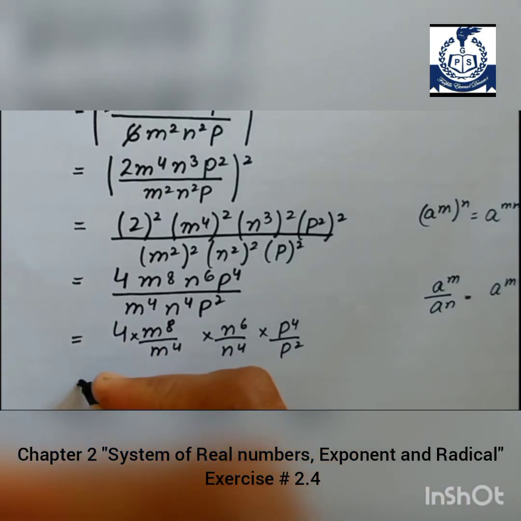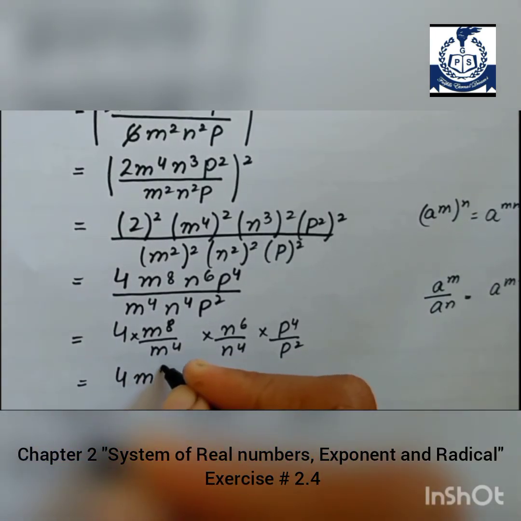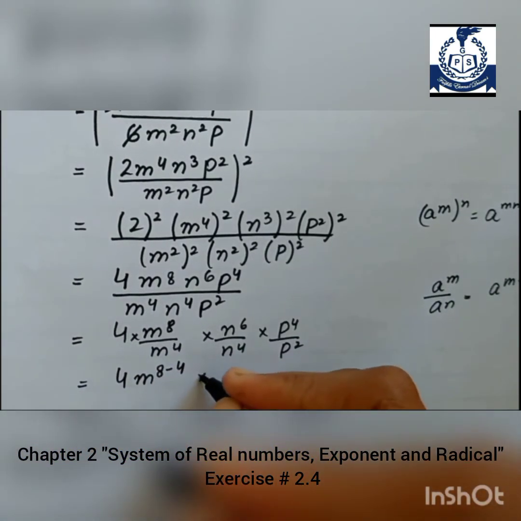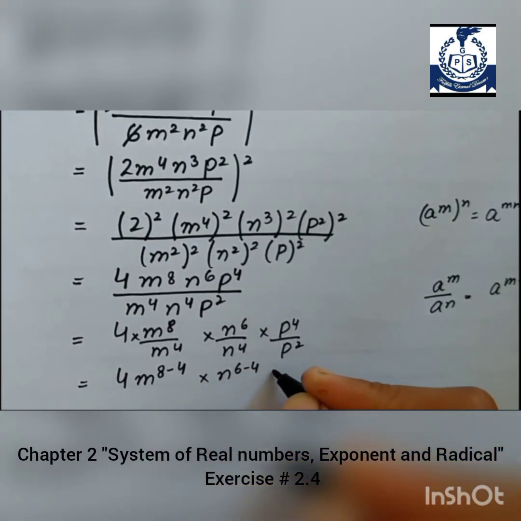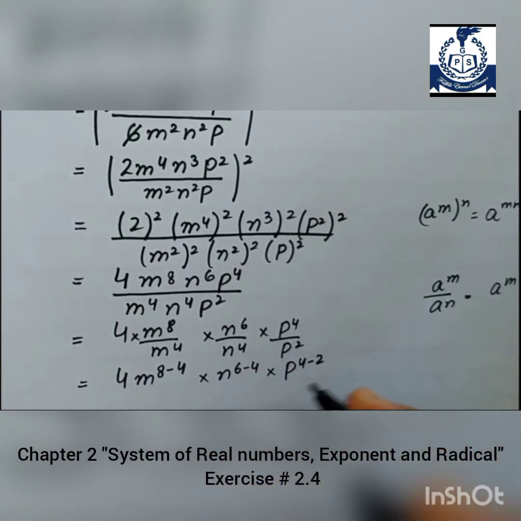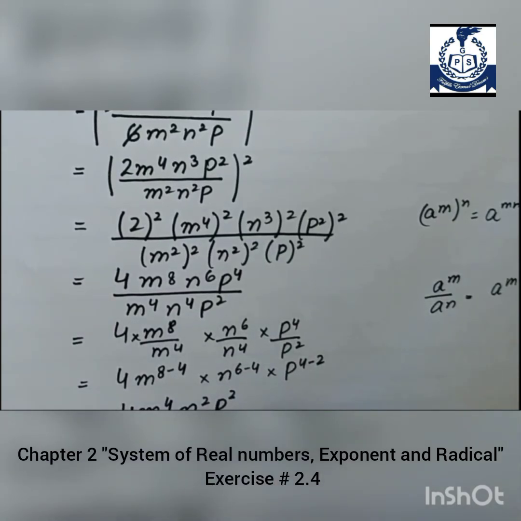4 multiplied by, the bases are the same, so we write m one time and the powers subtract, 8 minus 4, n one time 6 minus 4, p 4 minus 2. 8 minus 4, so 4, n square, p square. So 4 m to the power 4, n square, p square, this is the answer.